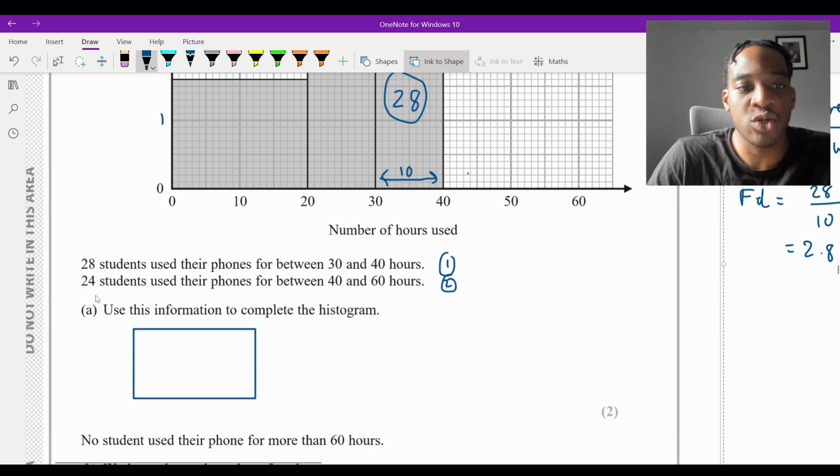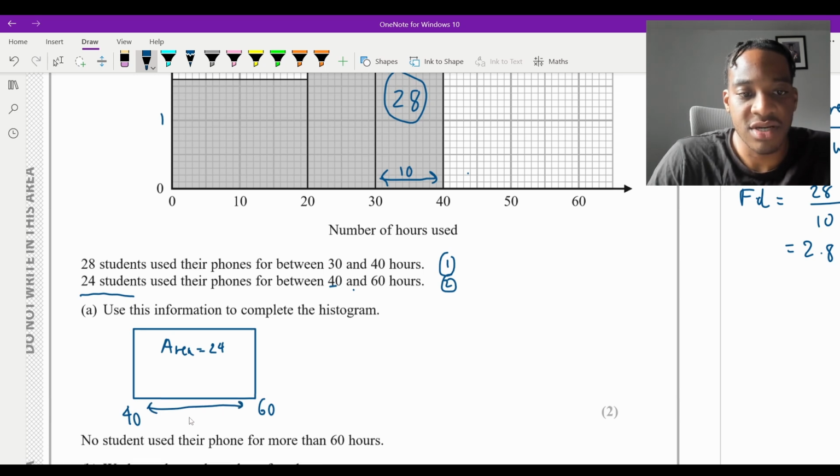Well, the 24 students represents the area, the frequency. So I'm going to say the area is equal to 24. And this is from 40 to 60. So 40 is here, 60 here. So that means that the base is going to just be 20, isn't it? Going to be 20.